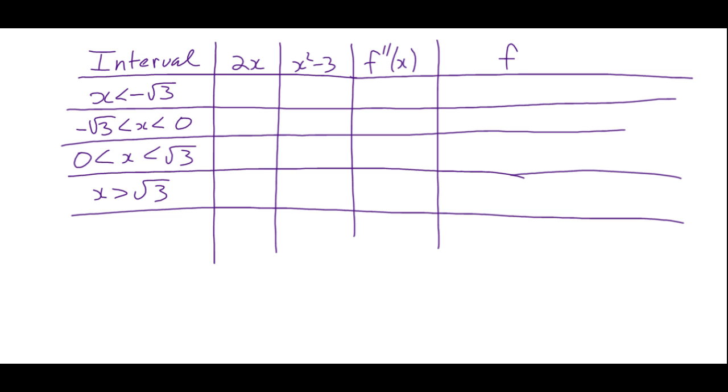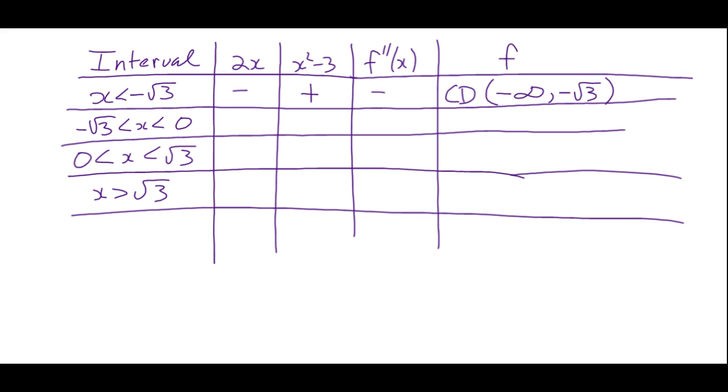So, if x is less than negative root 3, it's negative. If it's less than negative root 3, then when we square it, we're going to get a number bigger than 3, so this will be positive. The second derivative will be negative, and the function will be concave down on that interval, negative infinity to negative root 3.